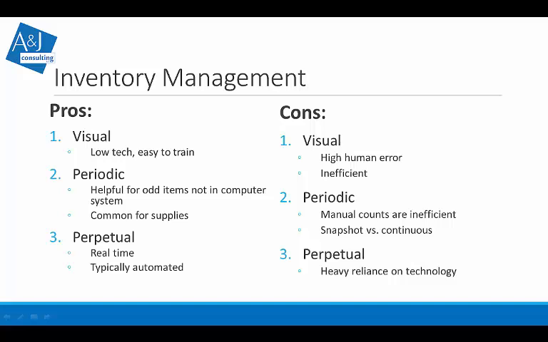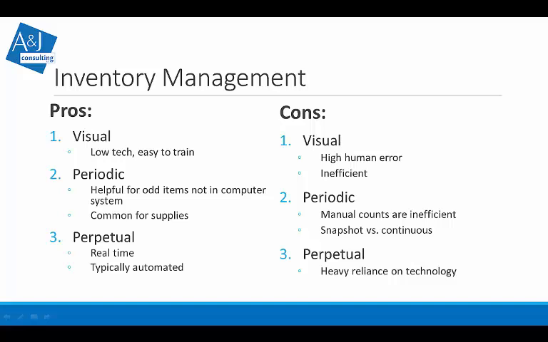And again, it's a snapshot, so it's on that spectrum. It's a little bit more frequent than just a visual as-you-go method, but it's not as continuous as perpetual. And with perpetual, the biggest disadvantage is the reliance on technology.